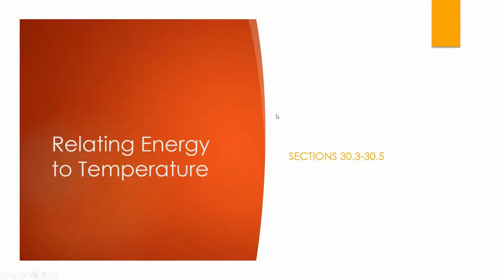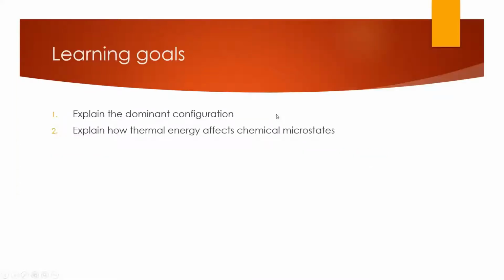So the learning goals for today are going to be to explain the dominant configuration and what we mean when we use these words, dominant configuration. And then we're going to connect the energy to the microstates available for a system, both in terms of the Boltzmann distribution, and also there's a link between the weight of the system and the energy that that system has.